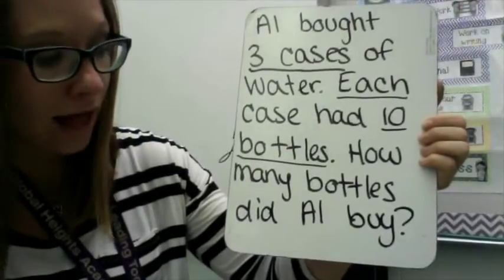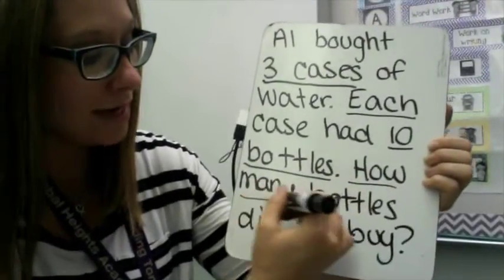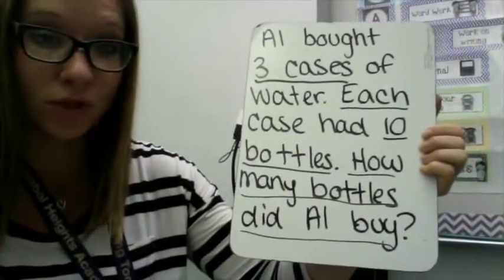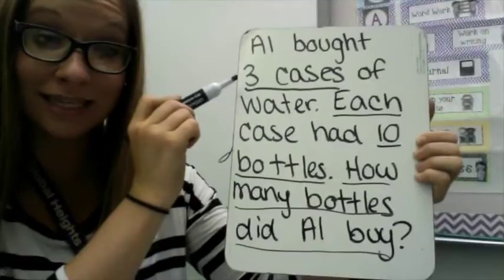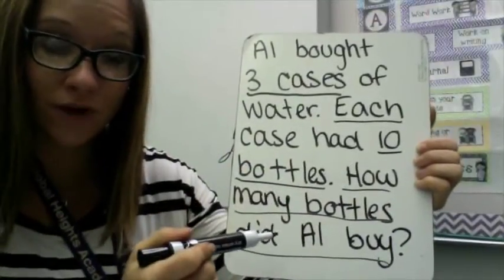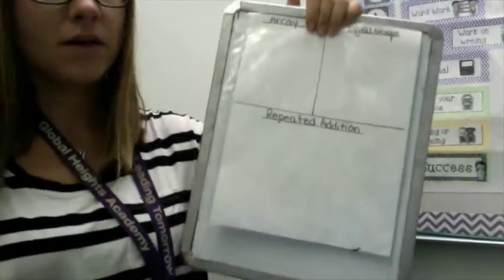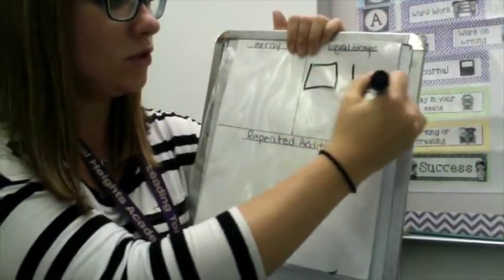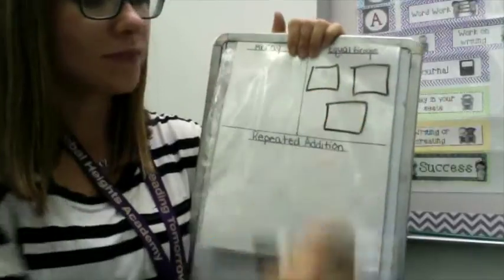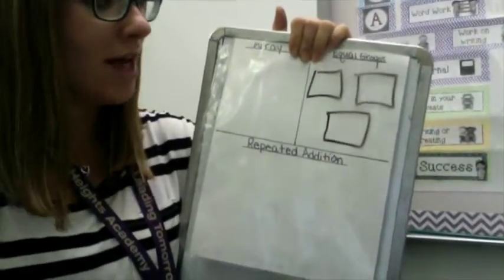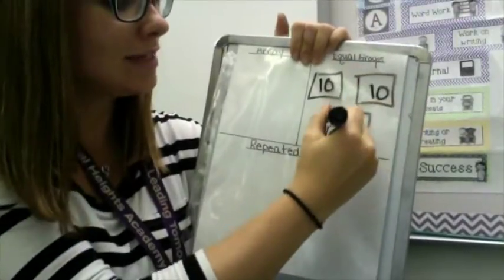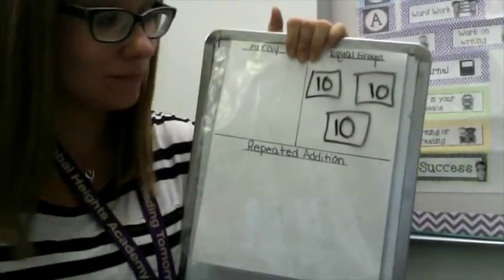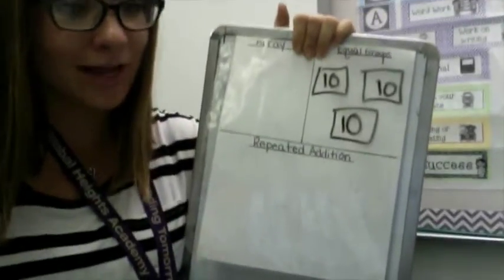How many bottles did Al buy? So we're looking for how many bottles did Al buy. That's the total number. So we know 3 cases, 10 in each. We're trying to figure out how many total. So let's go ahead and let's take our mats and let's draw that out. Let's do our equal groups here, okay? So we know there were 3 cases. 1, 2, 3. And we know that there were 10 in each. I'm just going to put the number 10 in here because I know that we can skip count very easily by 10.